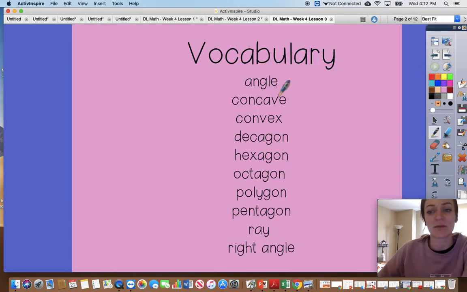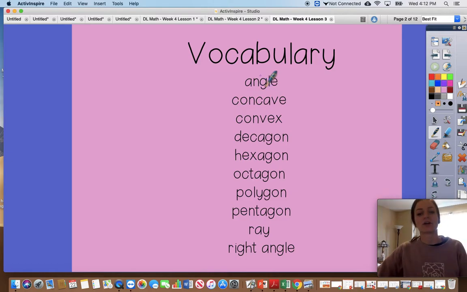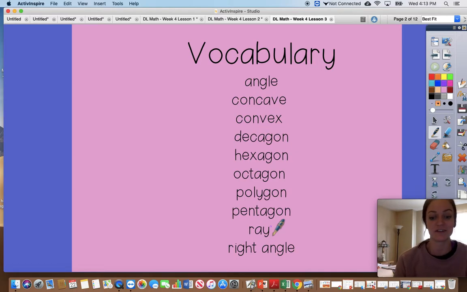Okay, so here's your vocabulary for this lesson. We have the word angle, which you already learned, concave, convex, decagon, hexagon, octagon, polygon, pentagon, ray, and right angle. So I know that looks like a lot, but don't worry, we'll break it apart and you'll be filling out your vocabulary book. So if you don't have your vocabulary book and a pencil, you need to pause the video and go get one because you will be filling in your vocab words.